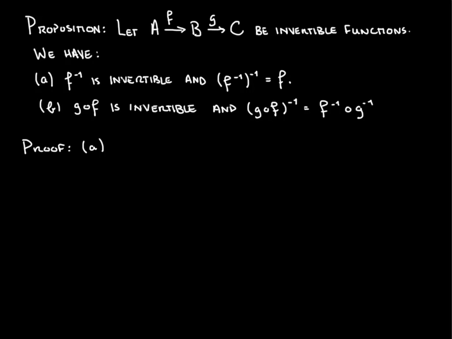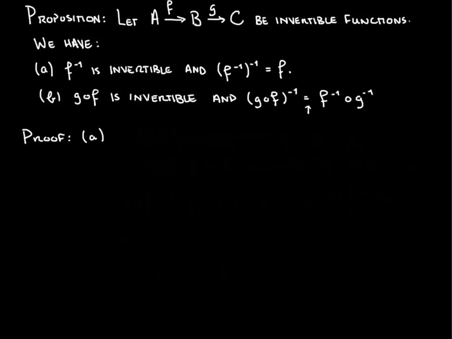Our statement A says that the inverse of f is going to be invertible, and the inverse of f inverse is f itself. And B, what we're saying is that g circle f is invertible, and its inverse is f inverse composed with g inverse. All right, let's start with A.